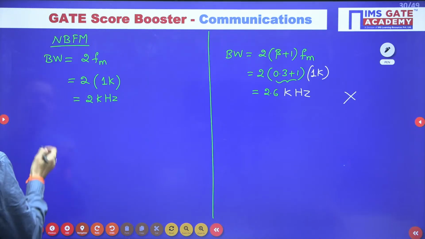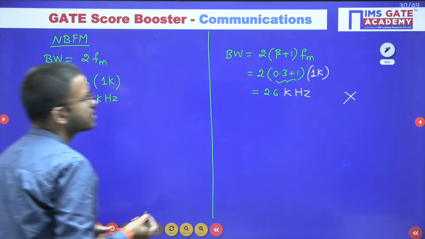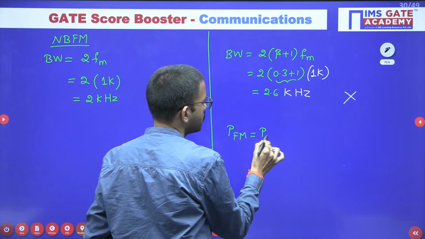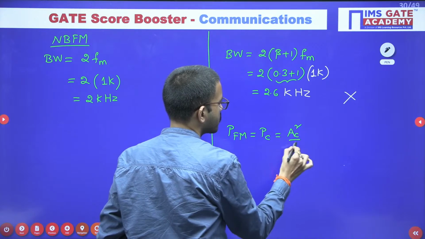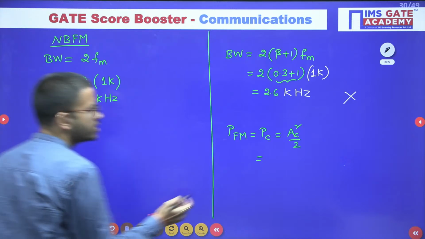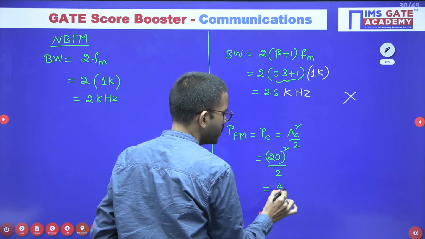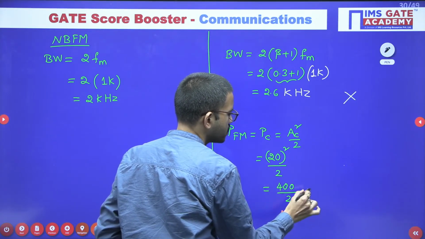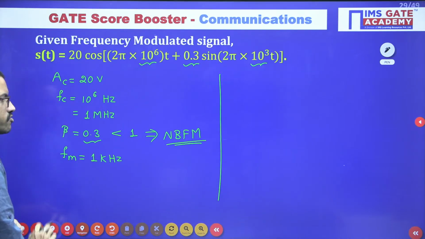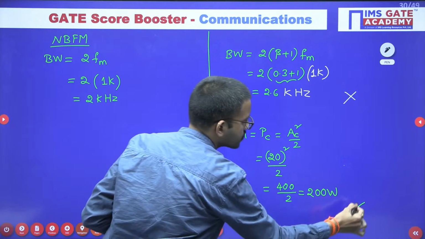Fine. Next one is regarding the power of FM signal. Some of you used the formula like this: power of FM signal is Pc, which is nothing but Ac square by 2. The Ac value in this question is 20 volts. So 20 whole square divided by 2, 20 square is 400, divided by 2 is 200 watt. This answer I kept in one of the options, option C. But that is wrong.